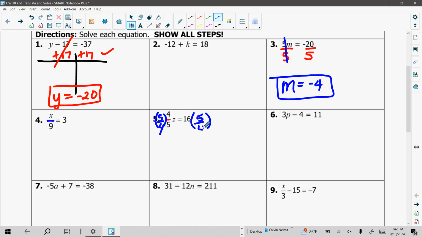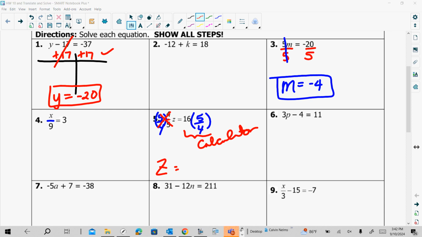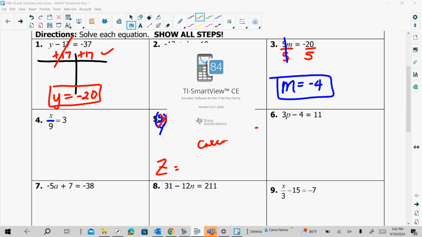Okay. And this is where you might have to use your calculator to help with this part, because we can put this in the calculator to solve. So the fractions cancel, I'm left with z, and I'm just going to recap that here with the calculator. Let me get my calculator open. You're doing 16, then the parentheses, 5 over 4.